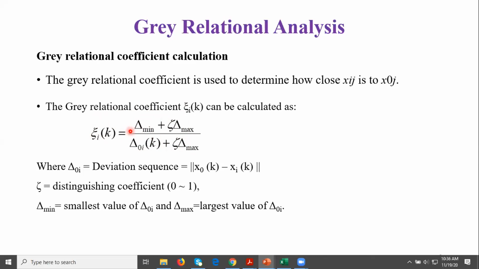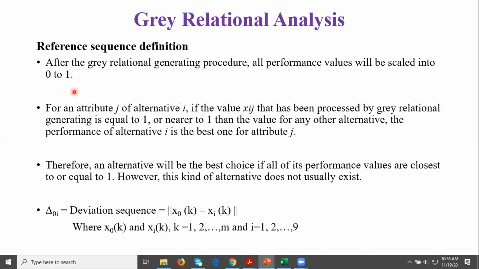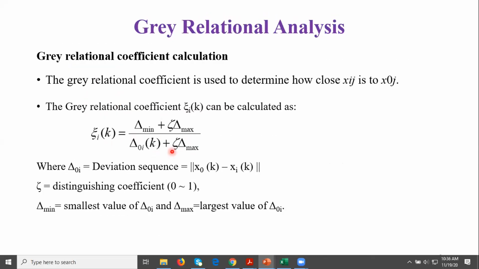So from the reference sequence, we are setting values 0 to 1. Thereafter, we are comparing in this case. So that's why we are using the gradation coefficient. Okay, when we are calculating here, we have to fix one distribution coefficient. Once again, we have to fix the 0 to 1. So that's why we have to give some distribution coefficient.